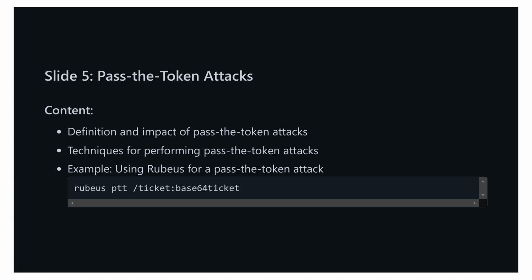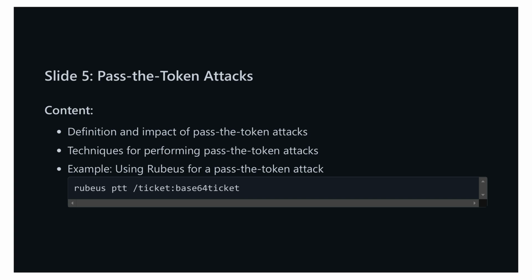These tokens can often provide higher levels of network access, especially if the compromised token belongs to an administrator or a privileged account. In terms of techniques, various tools and methods can be used to execute pass-the-token attacks. One notable tool is Rubeus, a powerful tool for Kerberos interaction and abuse. Rubeus can manipulate Kerberos tickets to escalate privileges or move laterally within a network.